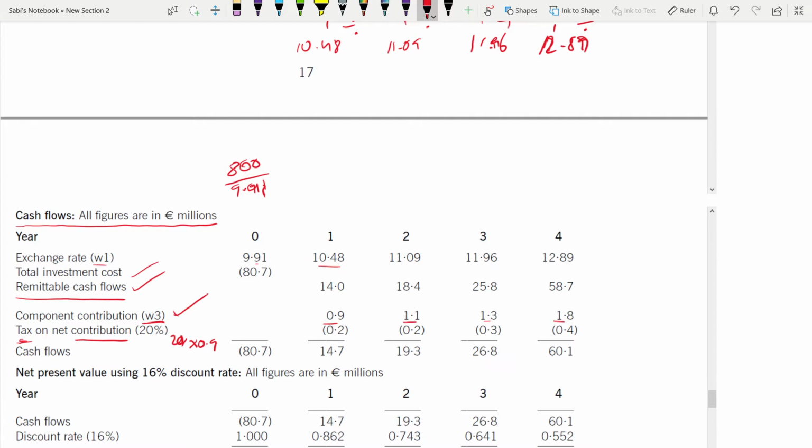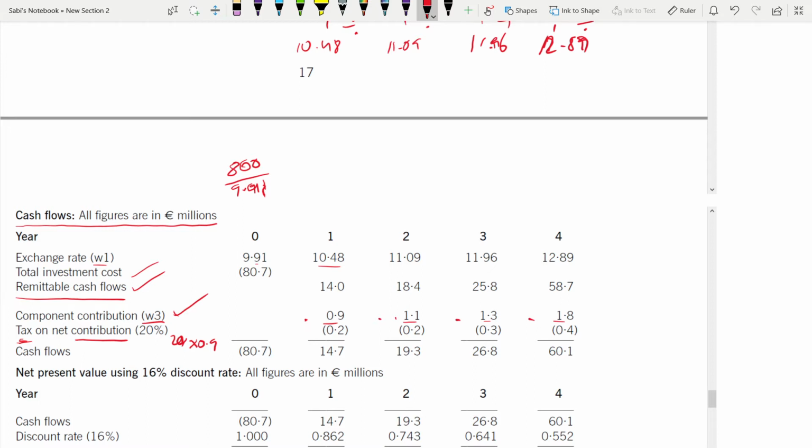And maybe the number might be bigger than your component contribution. Then you will get a negative figure, a negative cash flow, which should not be the case. So 0.18 rounded up to one decimal place will be 0.2. Likewise, you have to take 20% on this contribution, this, and this. Then deduct it, then get the cash flow.